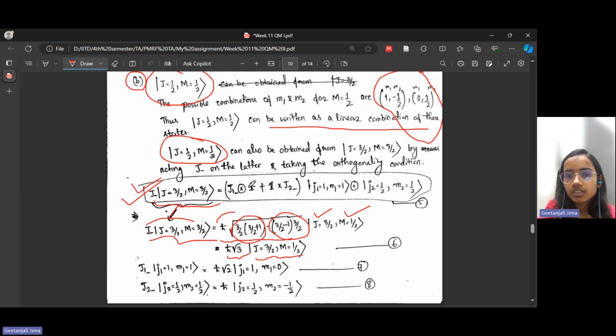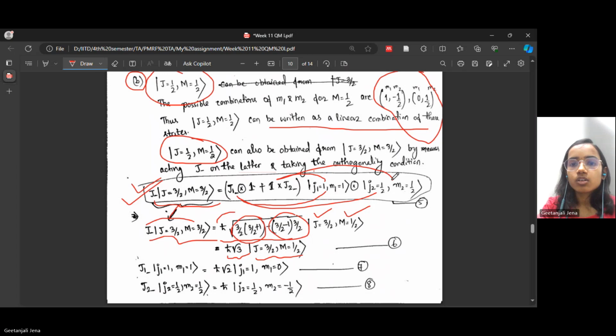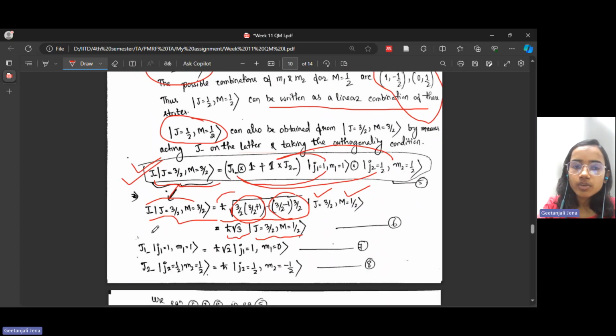So like I said before, this J1 will act on this state and acts as an identity on this state. While J2 will act as an identity on this state, but it will act on this second uncoupled state. Okay, so that means we have to find out what will be the action of J1 minus on the first state, J1 equal to 1, M1 equal to 1, and the action of J2 minus on J2 equal to half and M2 equal to half.